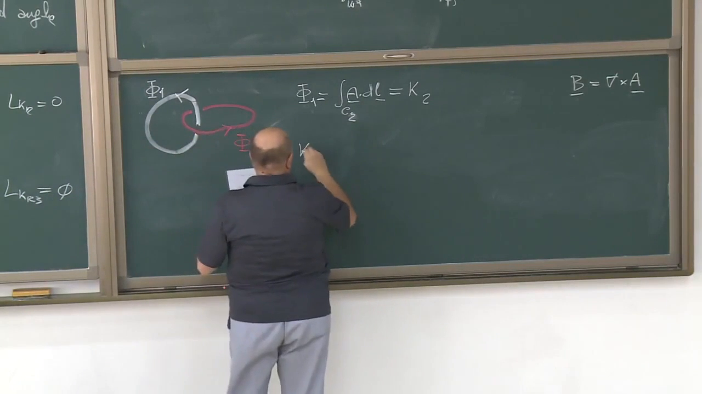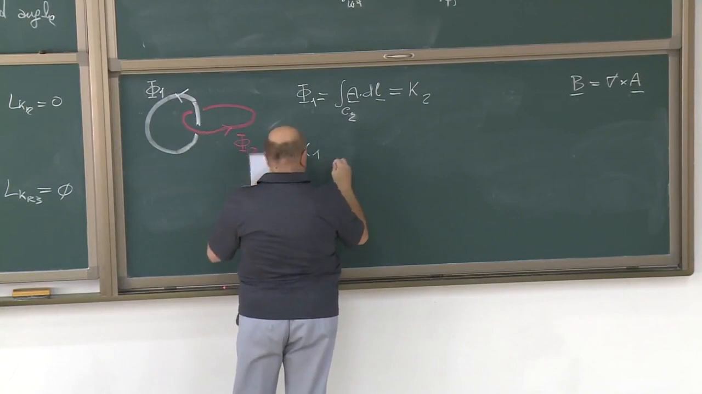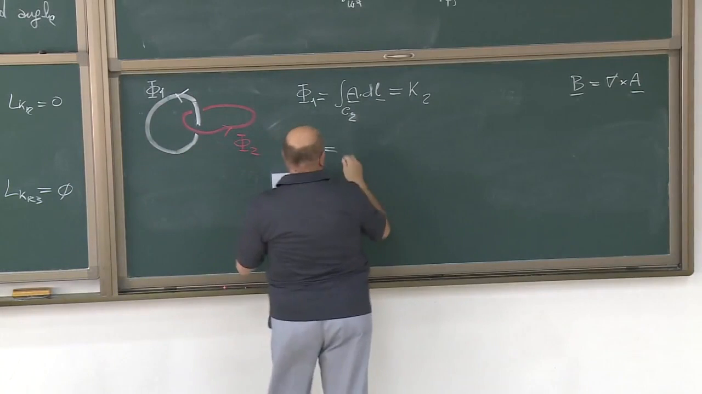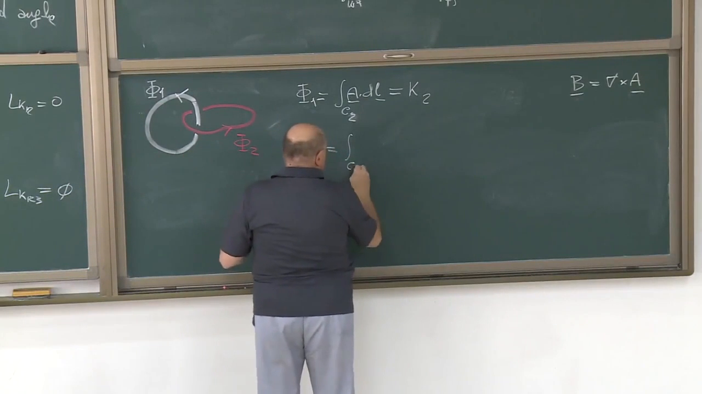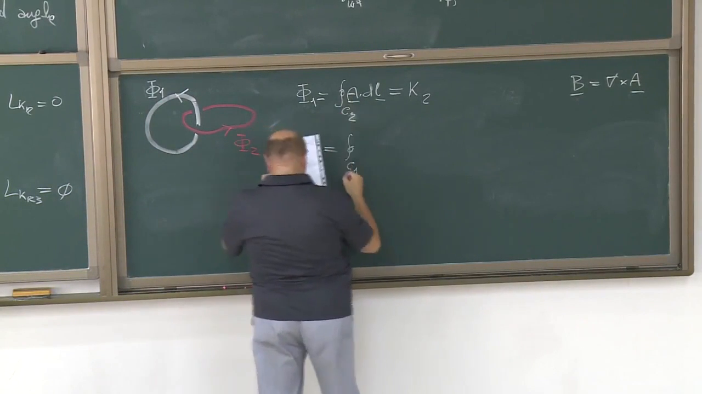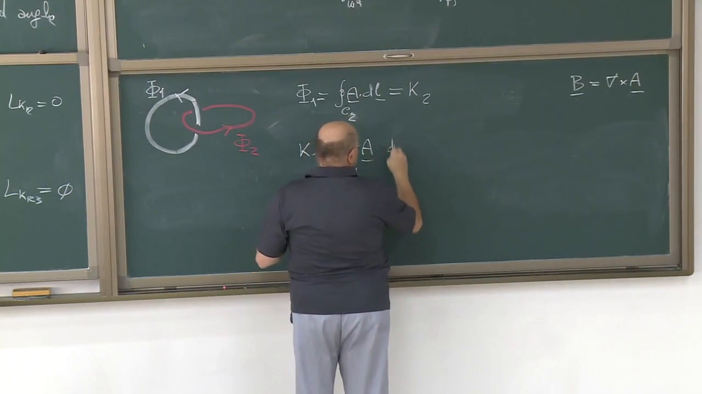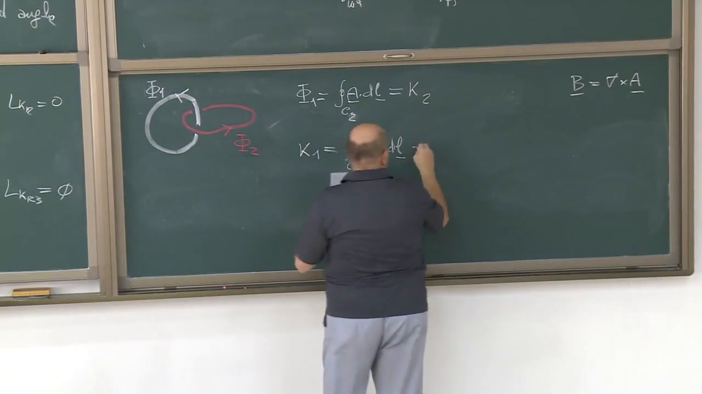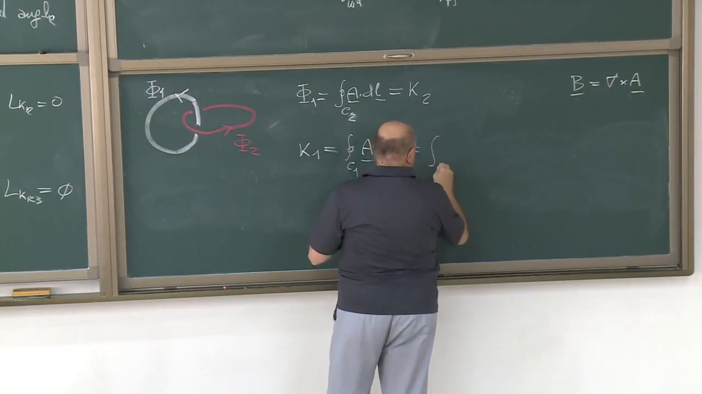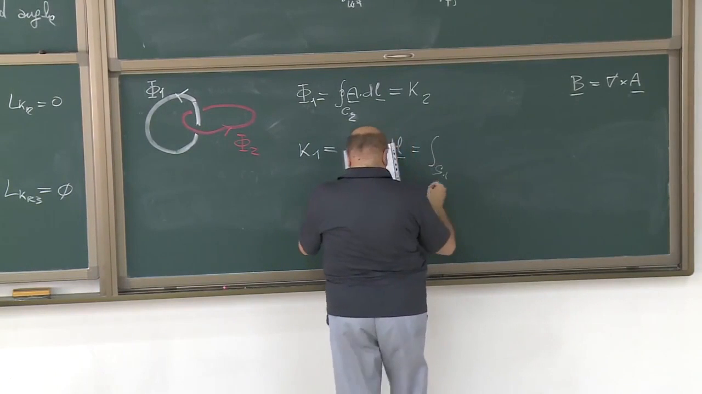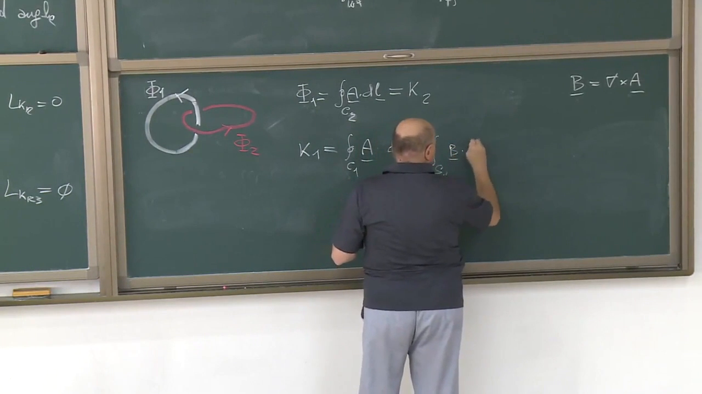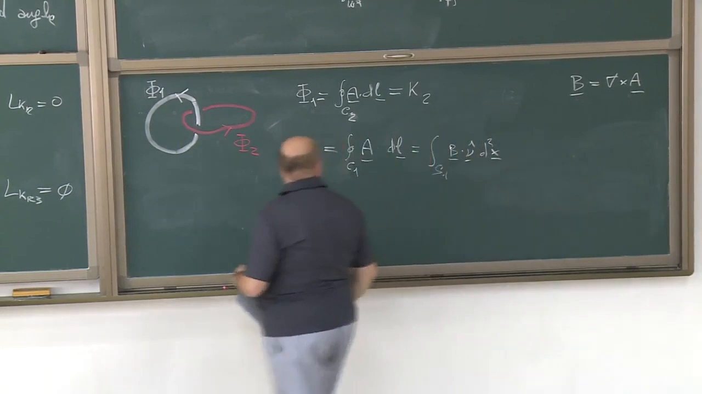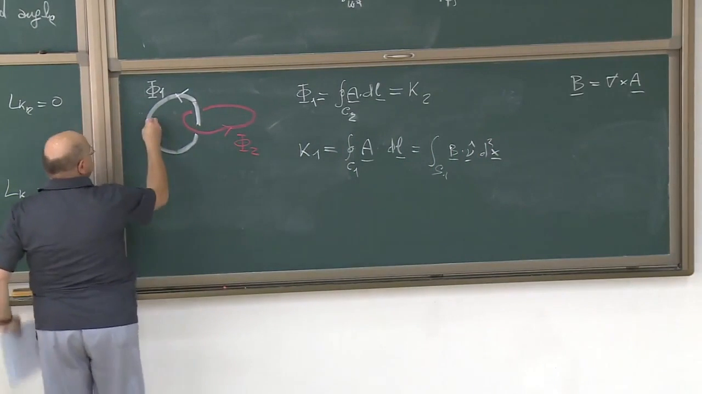Now, clearly we have K1 from Stokes' theorem. We apply Stokes' theorem to C1. K1 will be also, this is C1 now, A dot dl on C1. And this is evidently what we did. If S1 is the cross-section, it is just B dot nu across the cross-section. All right, S1 being the cross-section here.